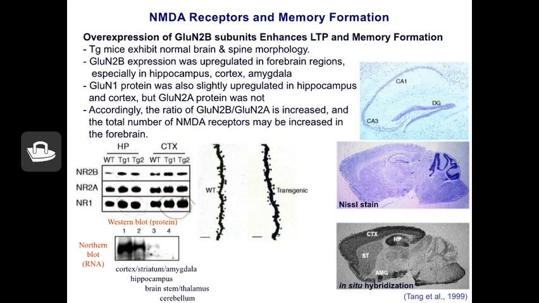And at the lower left, northern blots that show mRNA expression was upregulated in tissue homogenates that included a whole bunch of tissue from cortex, striatum, and amygdala here, and from hippocampus here.